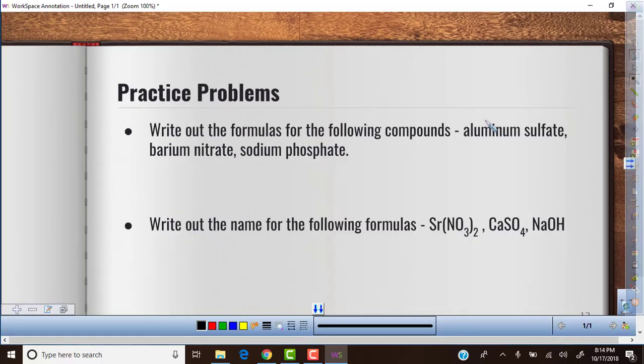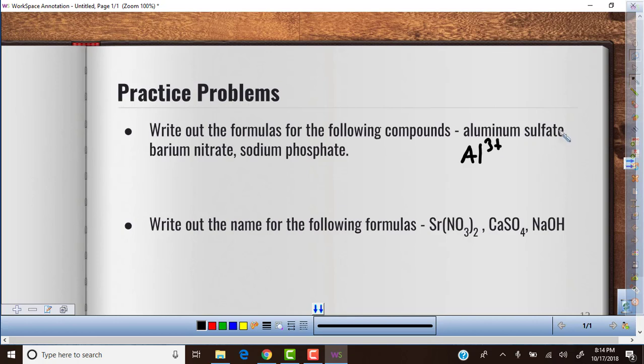Write out the formulas for the following compounds. So we are going from name to formula here. So let's take a look at this. The first one is aluminum sulfate. Aluminum is Al. Again, we look at our periodic table for our charge. That's going to be a 3+.